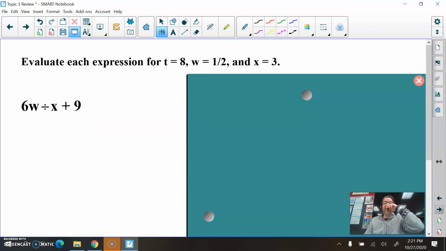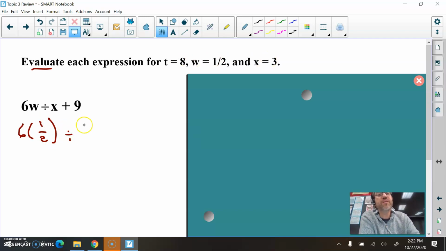Okay, now if you're evaluating algebraic expressions, I'm moving quickly here because of time. I have 6w, which means 6 times w, divided by x, plus 9. We can substitute values in: t equals 8, w equals 1/2, x equals 3. We're going to evaluate, or find the value of, these when we substitute these in. So 6 times w, I like to use parentheses to show multiplying. w is 1/2. So I have 6 times 1/2 divided by x. x is 3, plus 9.